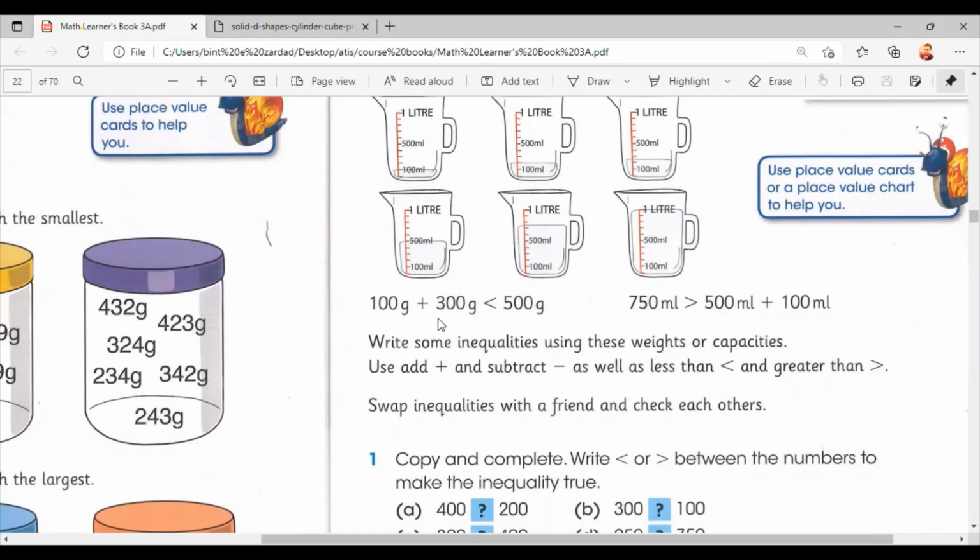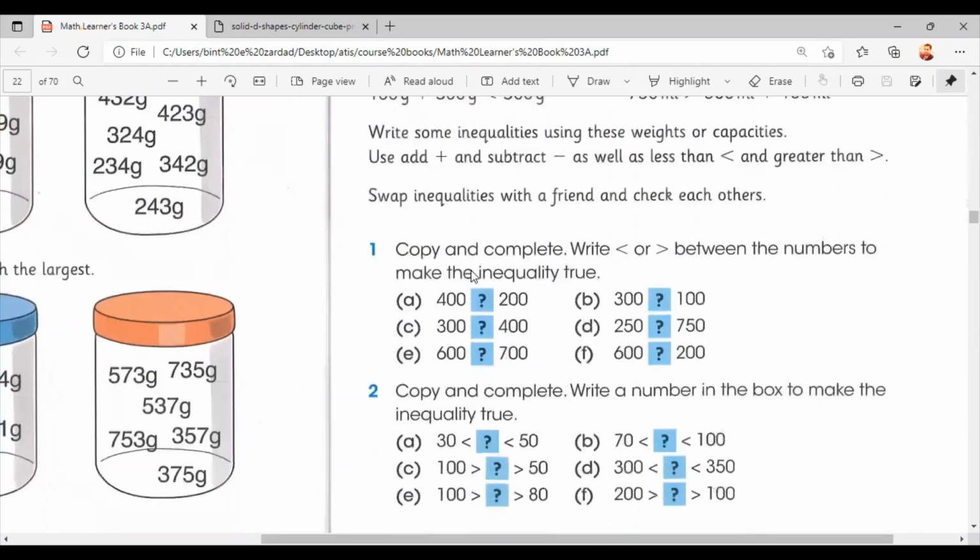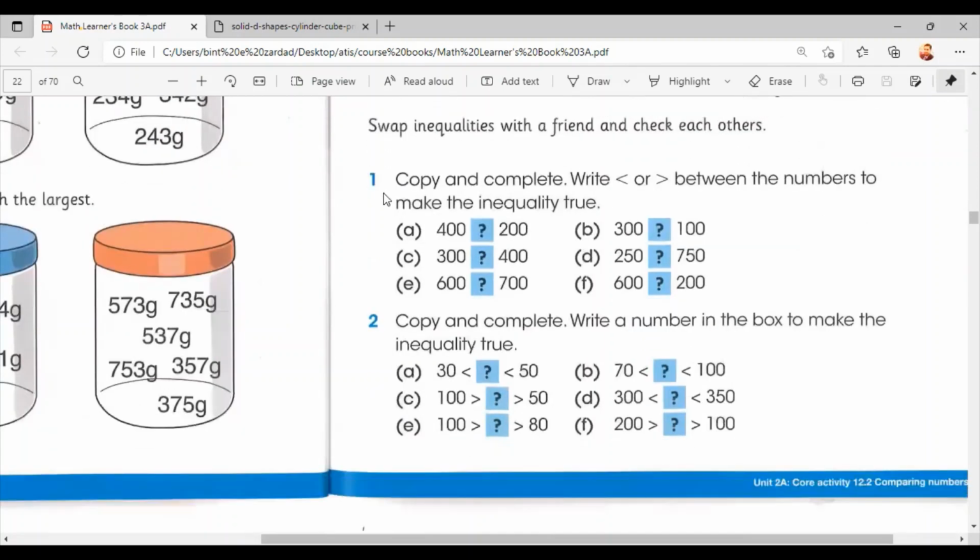Like this is 100 plus 300 equal 400. 400 gram, it's less than 500 gram. Same like this. 750 milliliter, it's greater than 500 plus 100. 500 plus 100, 600. So obviously 750 milliliter, it's greater than 600. So like this, you're making inequalities equation. Okay, swap inequalities with a friend. No need.